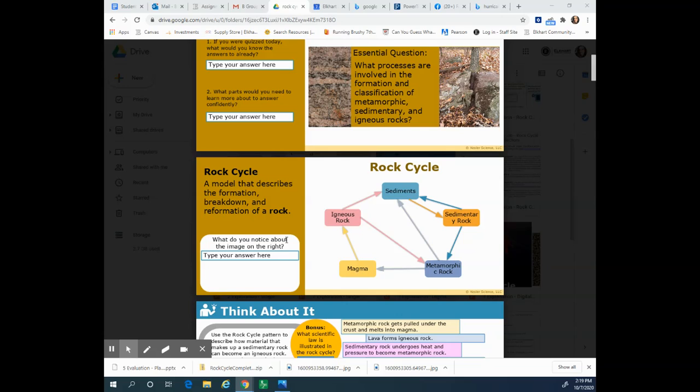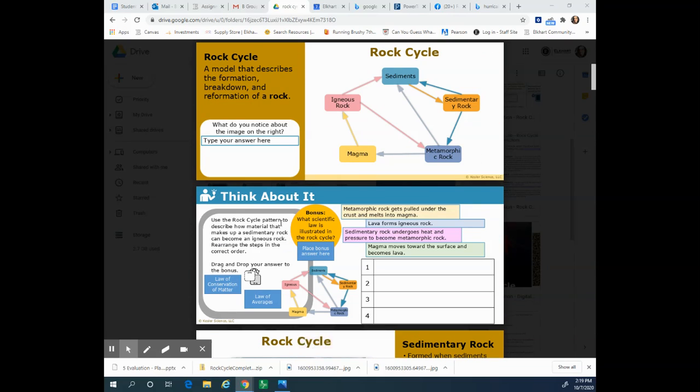So, what do you notice about this image to the right here? What do you notice? Give me an example of what you see here. Is it fluid? Does it go from one step to another, or does it go to many different places?